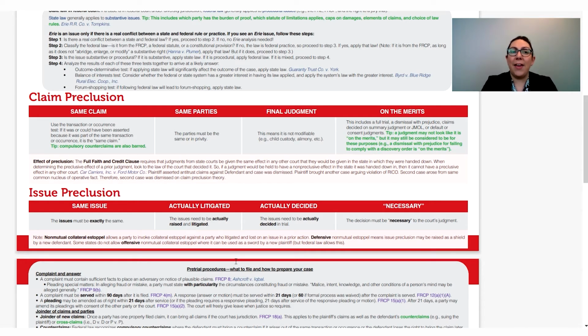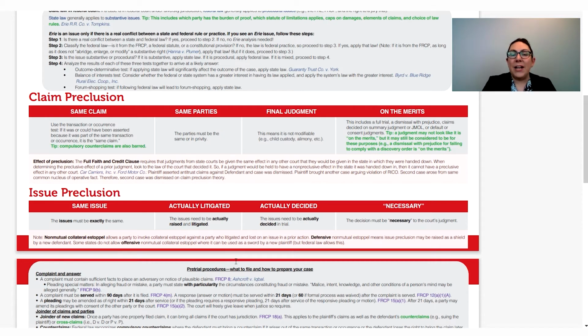Issue preclusion, on the other hand, doesn't necessarily have to be a claim, like a legal claim. I always think of issue preclusion more as like an argument. When you have an argument that's been hashed out, we've come to a decision, and it was a big argument, that's where necessary comes in. It was something that was crucial to the overall litigation. We're not going to have that same argument again.